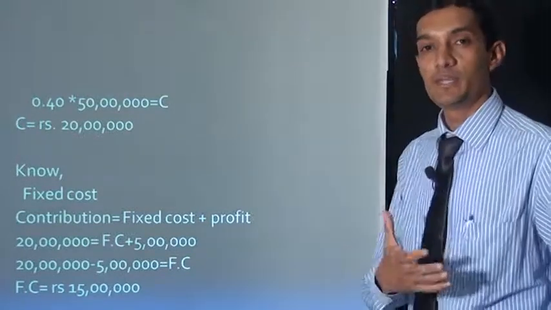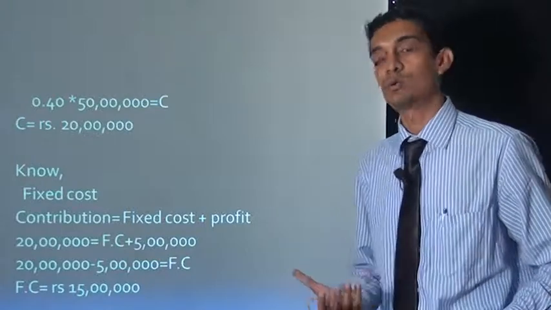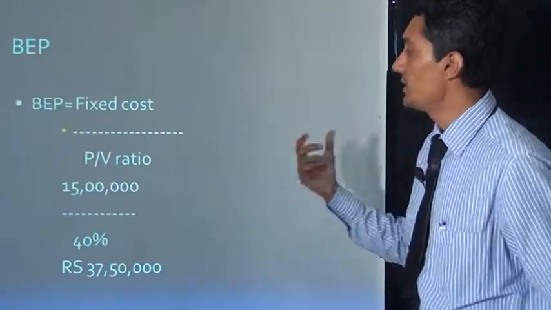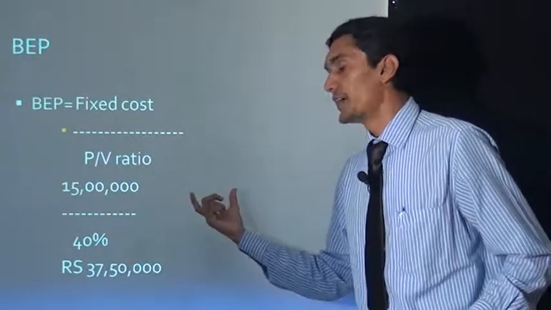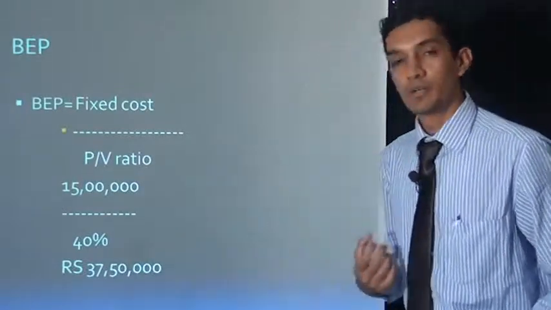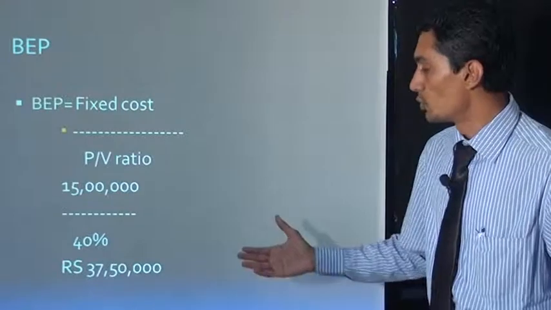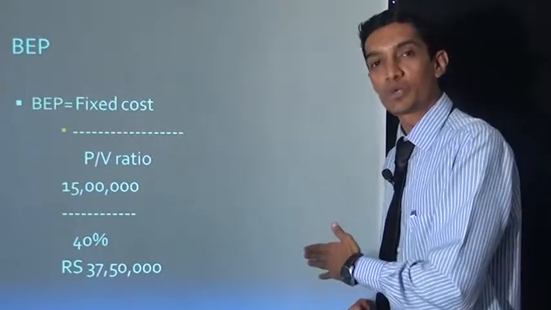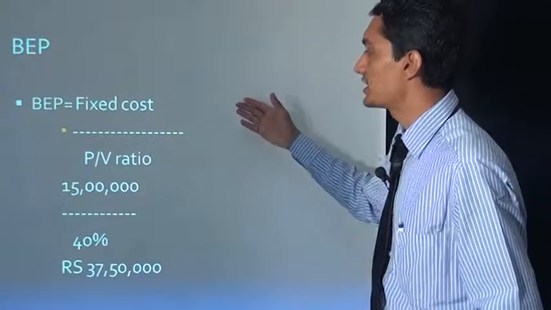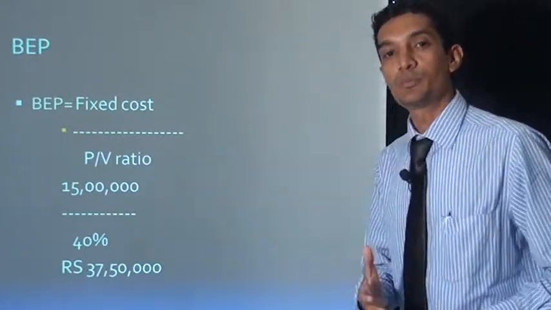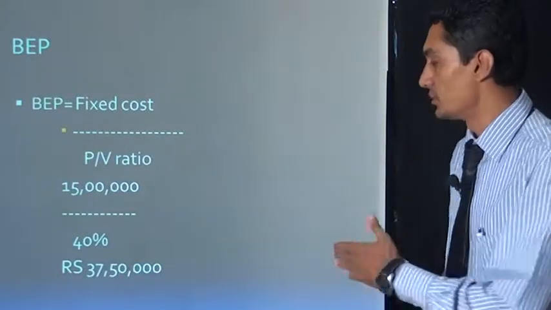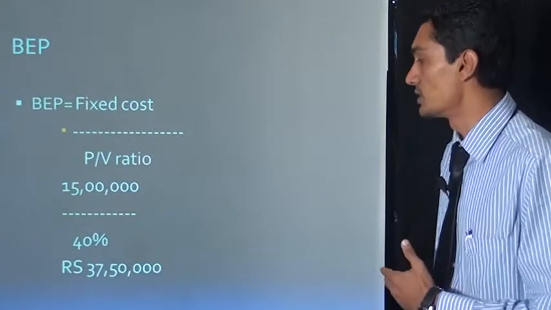Now we calculate BEP, because we have the fixed cost and the contribution. BEP is fixed cost divided by PV ratio, 15 lakh divided by 14%, which is rupees 37 lakh 50,000. BEP can also be calculated as fixed cost divided by contribution, so you get the BEP in rupees, like 37 lakh 50,000 rupees.